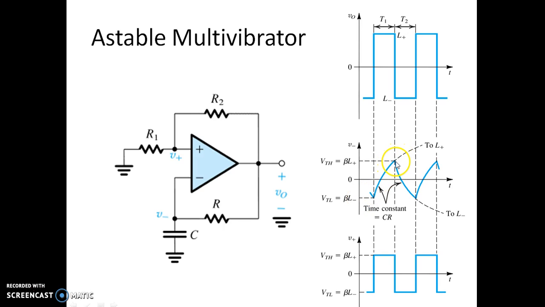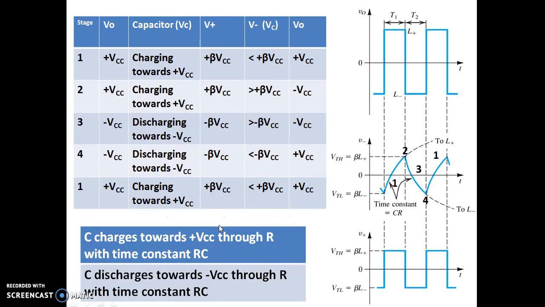If it tries to go above plus beta VSAT, the output makes a transition from plus to minus. If it tries to go below minus beta VSAT, it makes a transition from minus VSAT to plus VSAT. See, when it is trying to go below this, the output is going from minus VSAT to plus VSAT. So using this time constant R and C, we can design any desired oscillations. It is interesting to see that the capacitor charges to plus VSAT and also discharges to minus VSAT, and the charging and discharging part uses the same resistor R.